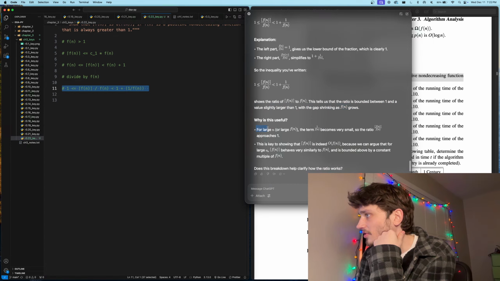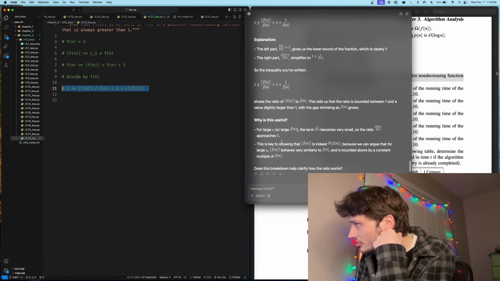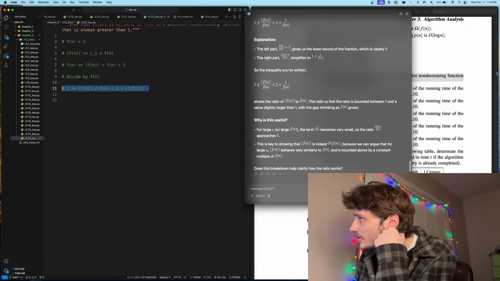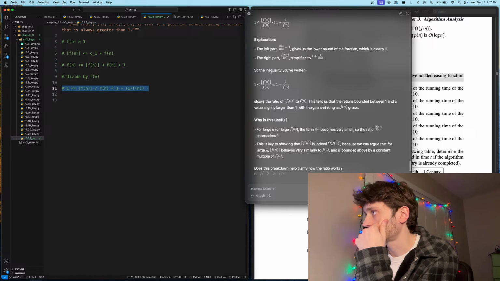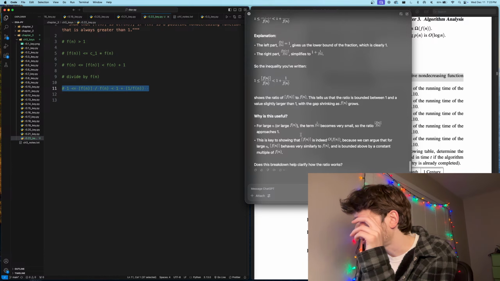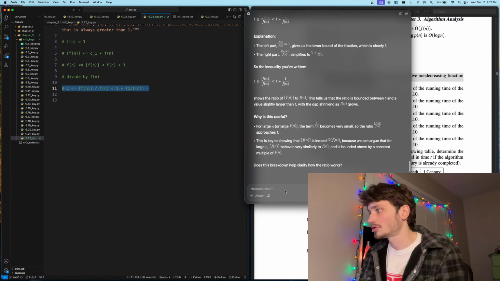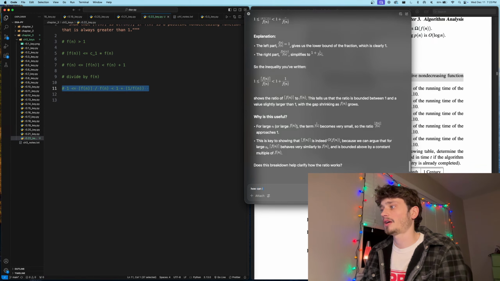Why is this useful? For large n or large f of n, the term 1 over f of n becomes very small, so the ratio of the ceiling of f of n over f of n approaches 1. This is key. So if f of n becomes very large, this just becomes more asymptotic, right? Exactly. Meaning that we just slowly start to increase our bounding. Okay, yeah. So how can I finish the proof from here?